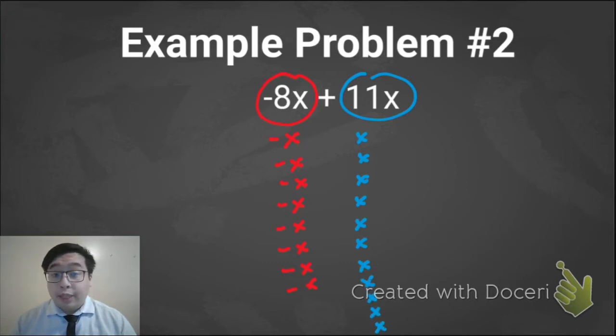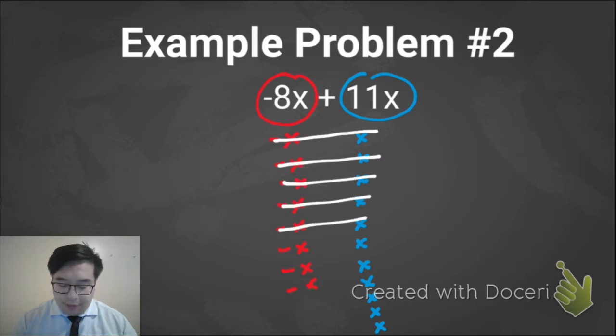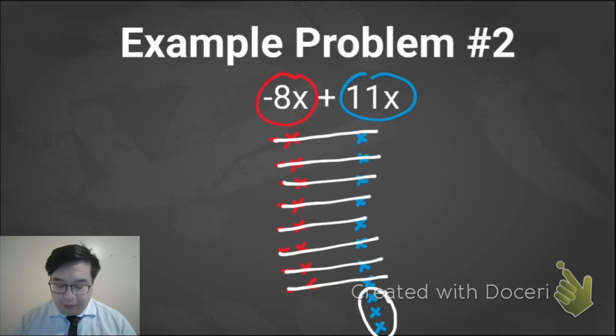So one thing we know is that when we have two opposite forces, one positive, one negative, those can cancel each other out. So here, a positive x and a negative x, those can cancel out. Cancel, cancel. And so after canceling all these out, we're left with 3 positive x's left over. So our answer is going to be 3x.